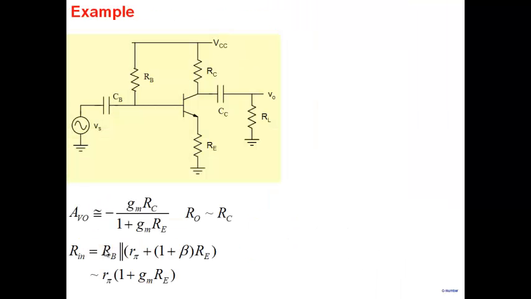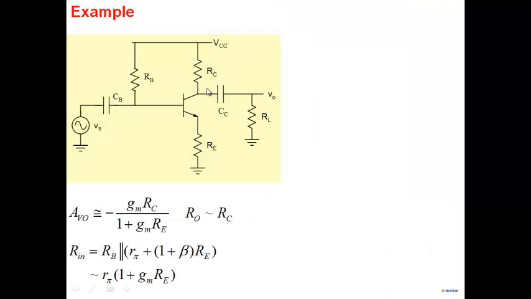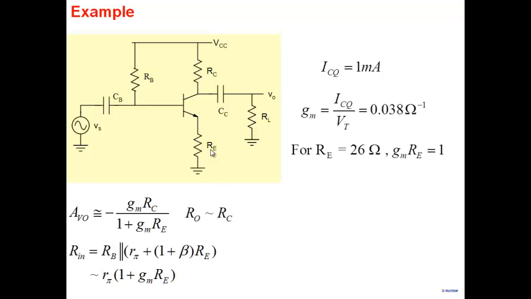So this particular example will tell you how much RE I have to add to reduce gain. Okay, so let's very quickly look at this example. Let's say I bias this amplifier at 1 milliampere. GM is ICQ by VT, 0.038. Now note that if I put RE equal to 26 ohms, GM times RE turns out to be 1. And gain becomes GMRC by 2. Input resistance becomes 2 RPi. Output resistance remains the same.